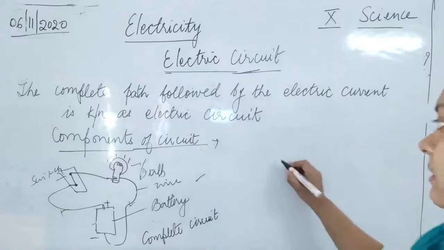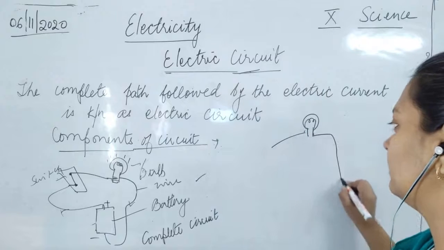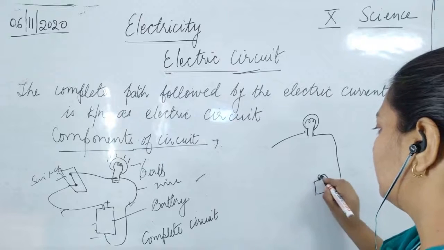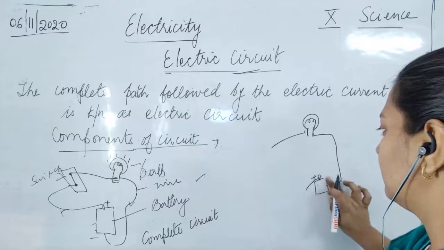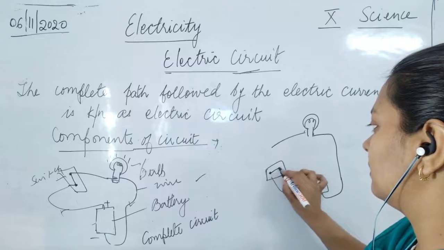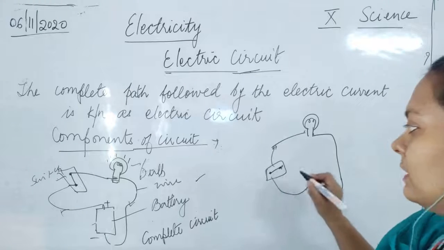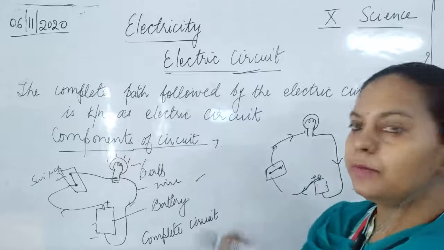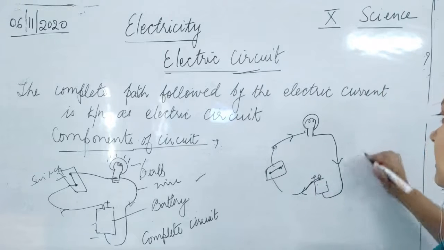Okay, this is a complete circuit. Now if I draw another circuit, here this is the positive and this is the negative terminal. Okay, so if the switch is open, or if I break this wire, what happens? This bulb is not going to glow. So this is said to be an incomplete circuit.